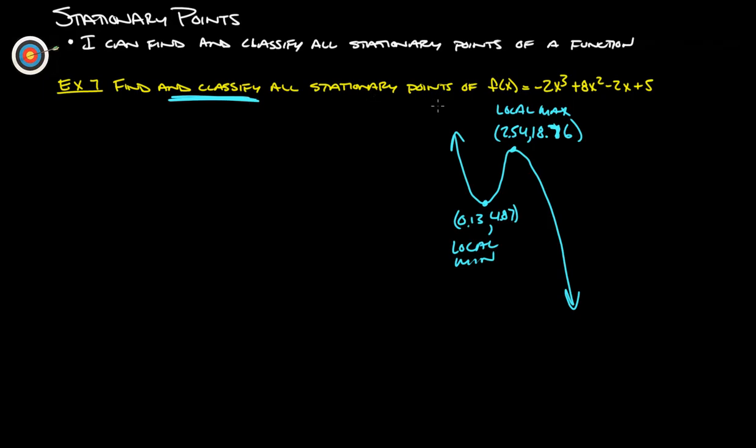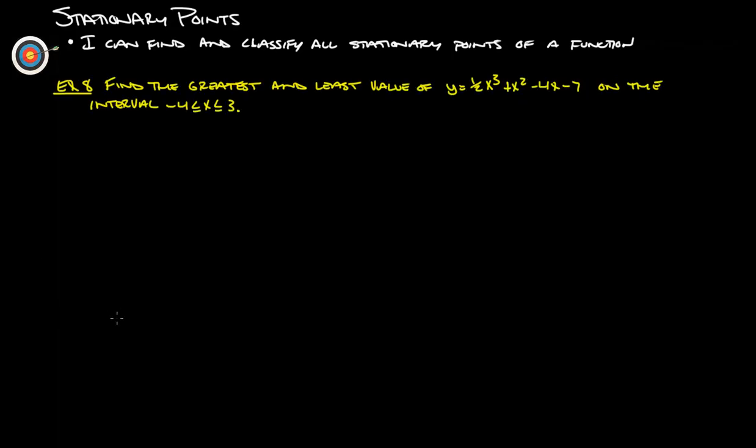Okay, so find and classify all stationary points of this graph. Look, there we go. We did. There were 2 stationary points in there, and one's a local max, one's a local minimum. Okay? All right, got one last one to take a look at here.